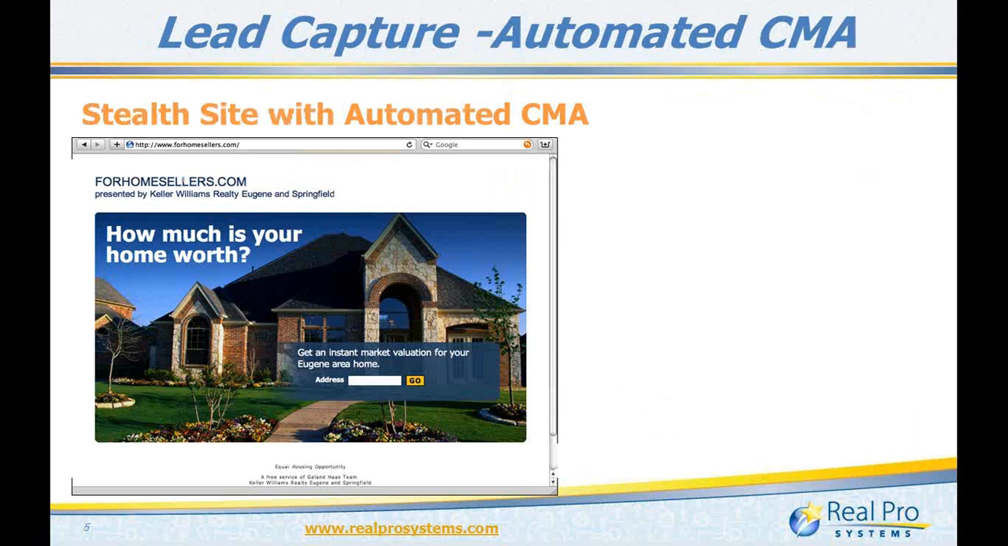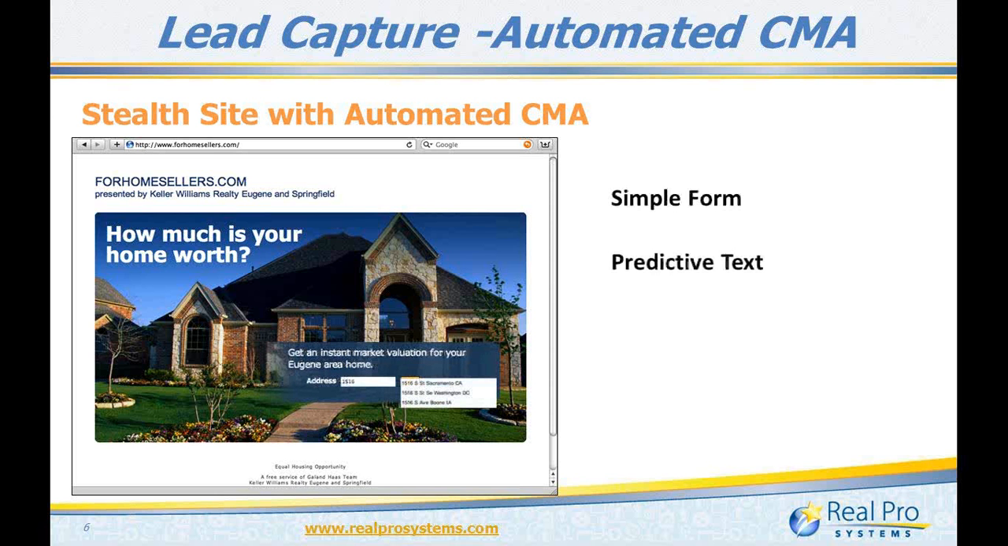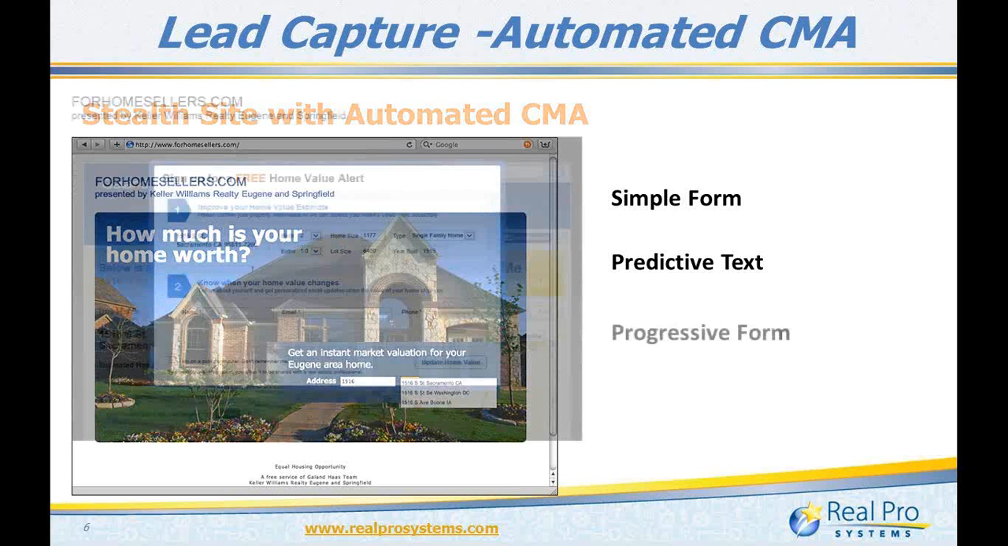So now this is just an example of one stealth site. These are completely customizable within our system. It's a simple form. It has predictive text, so as you start to type in an address, it actually starts to recognize an address. It's a progressive form, so once they've entered their address, this form will appear that prompts them to correct any specific information about their home that may be different.